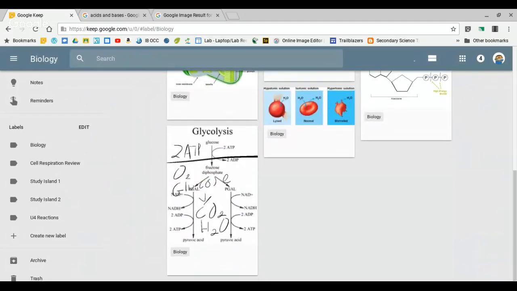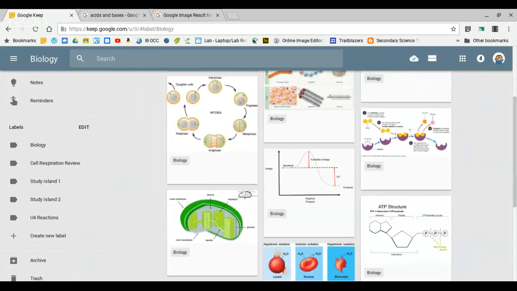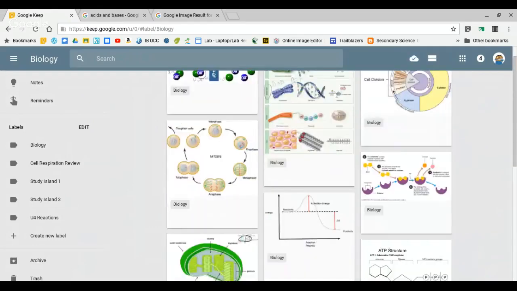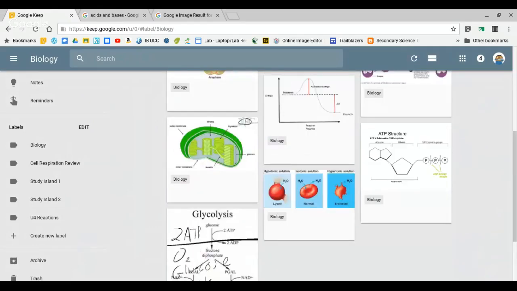The closest thing would probably be... yeah, I guess I don't. I thought I got most of the pictures that were on here, but I guess not.